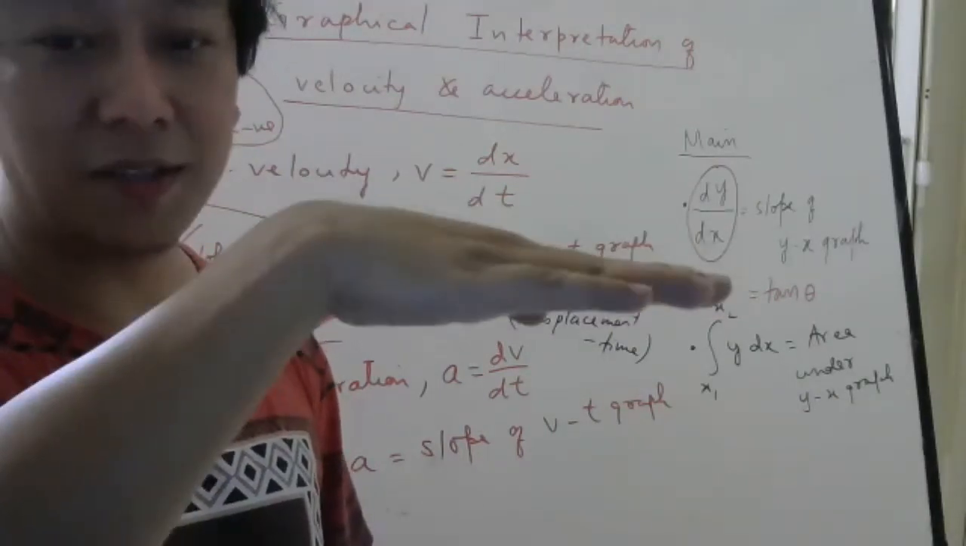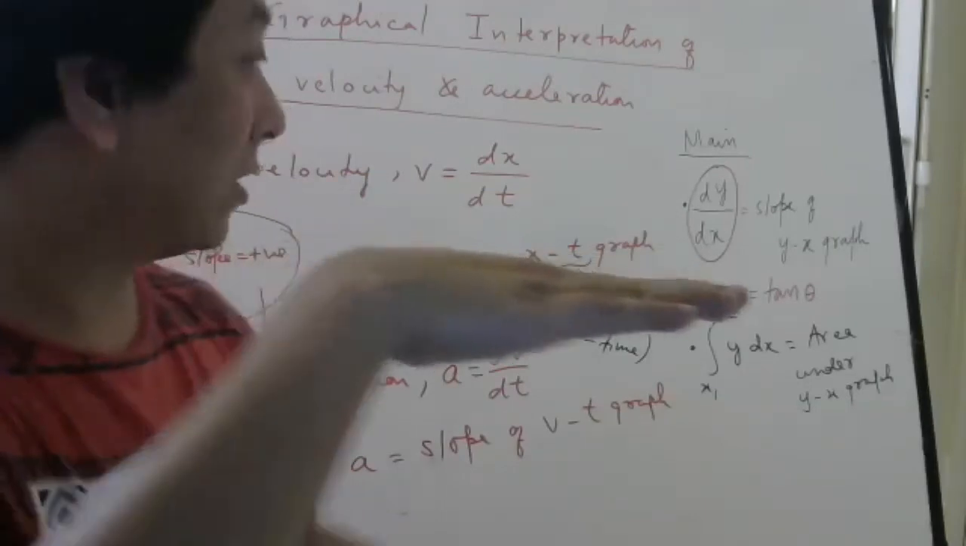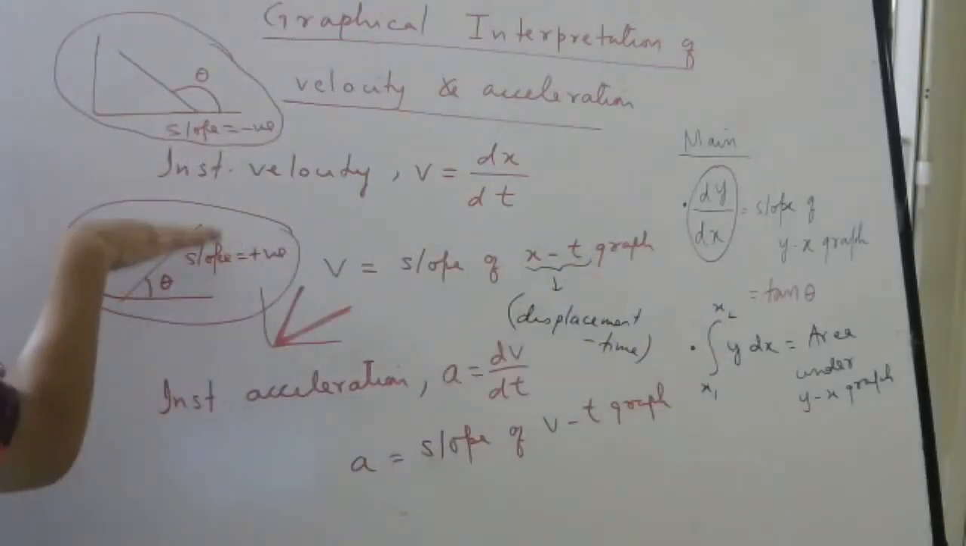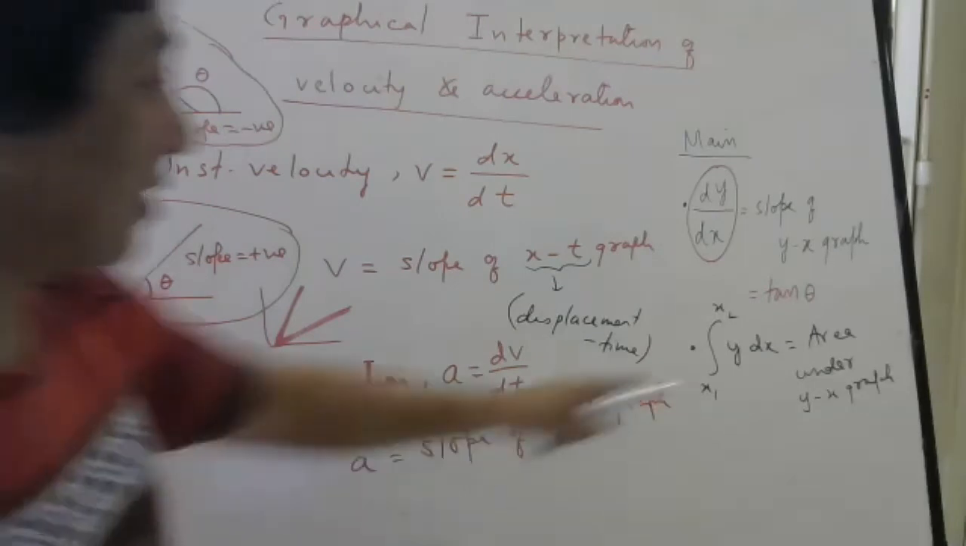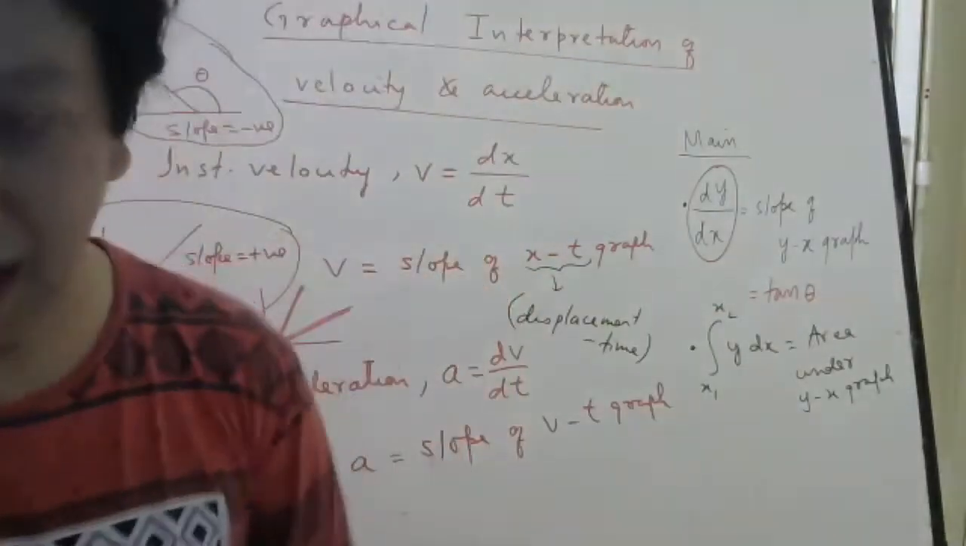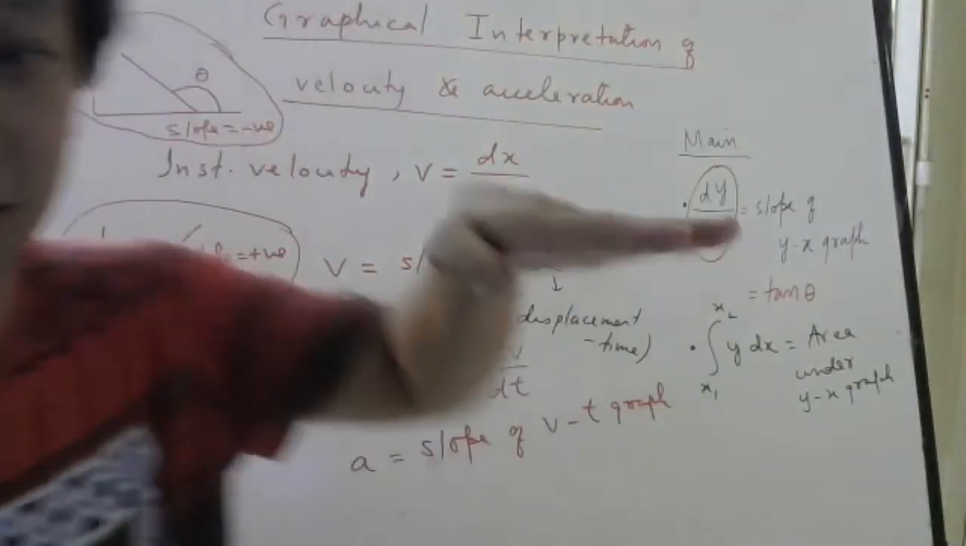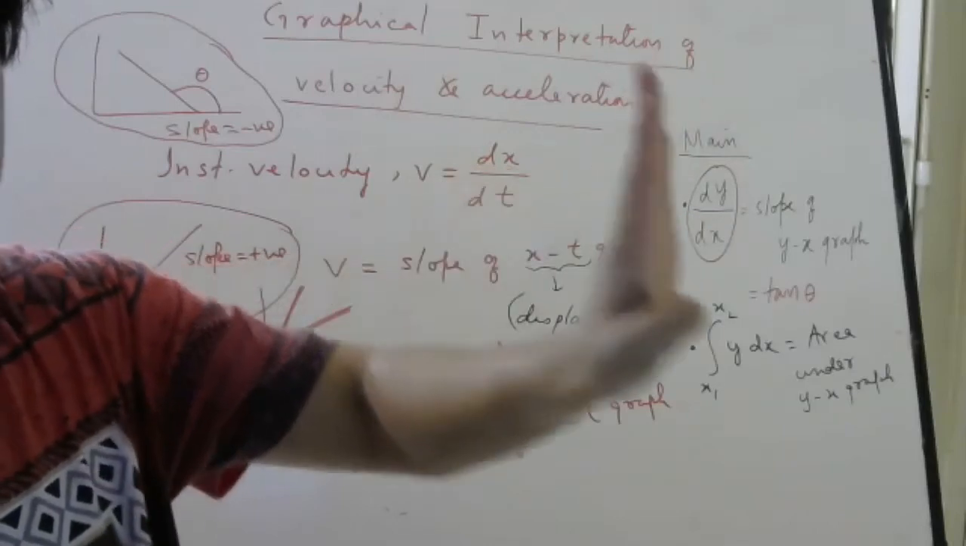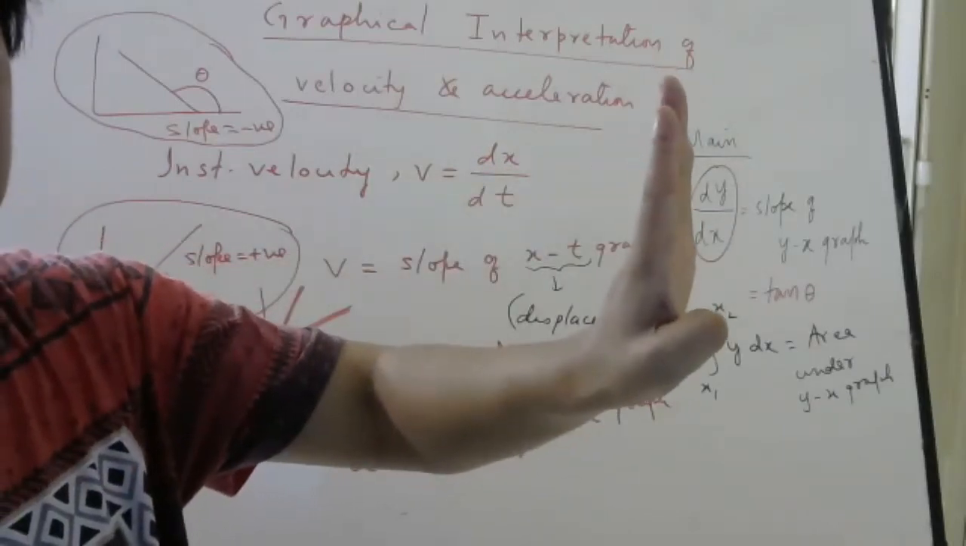Why is it 0? Because this graph is parallel to the x-axis. Parallel to the x-axis means theta will be 0, so tan 0 is 0. So this graph has 0 slope. This graph has infinite slope.